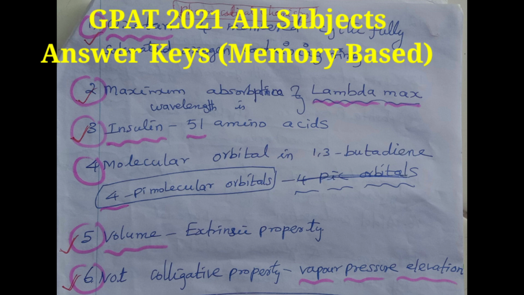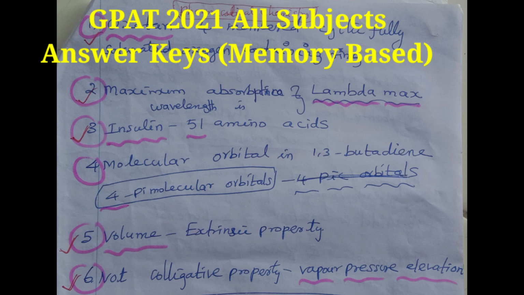Next questions from pharmaceutical chemistry. First one, 4-membered cyclic fully saturated oxygen containing ring, that is called as oxetane. Then maximum absorbance in wavelength, that is called as lambda max. Then insulin, it has 51 amino acids, total amino acids in insulin. Then fourth one, molecular orbitals in 1,3-butadiene. It has 4 pi molecular orbitals.